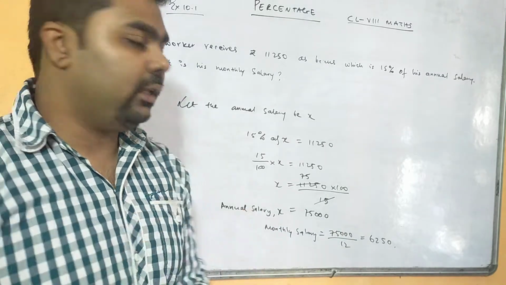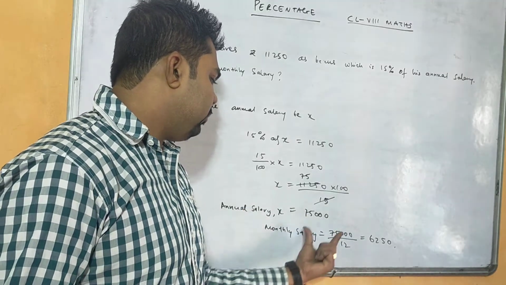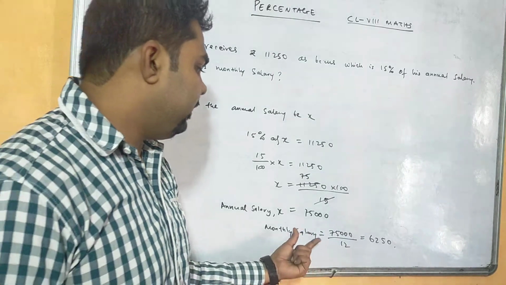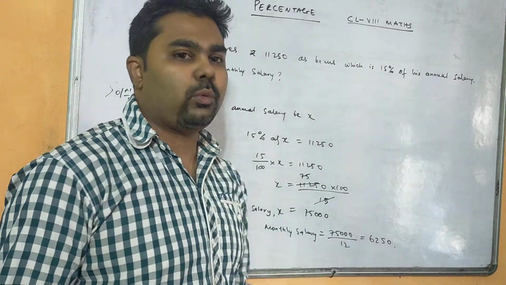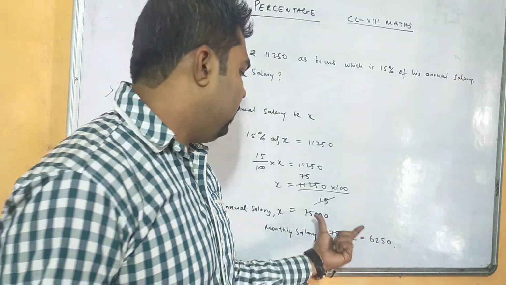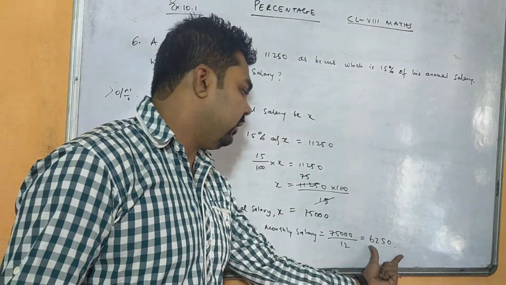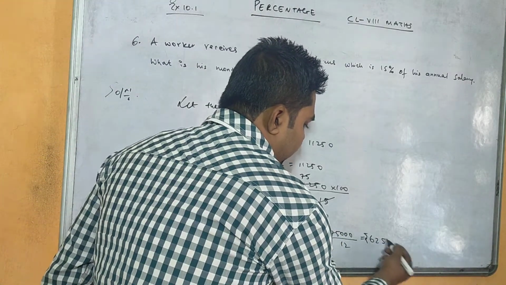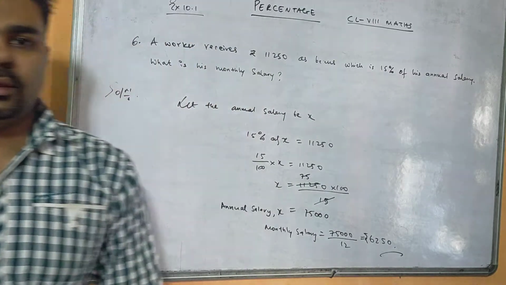That means in 1 year you will be getting this much. So what will be its monthly salary then? Monthly salary means we divide by 12, because in 1 year there are 12 months, right? So we will divide 75,000 by 12, and we will get our required answer. So 6,250 is the monthly salary.